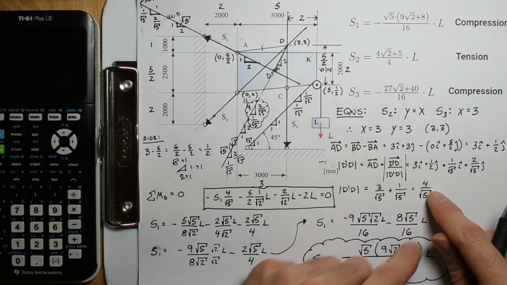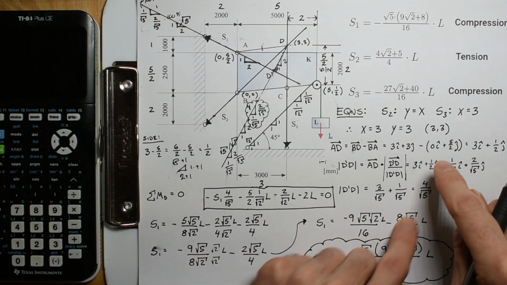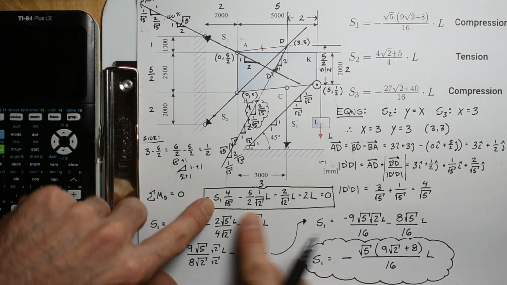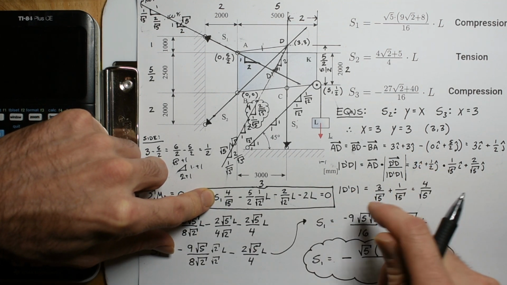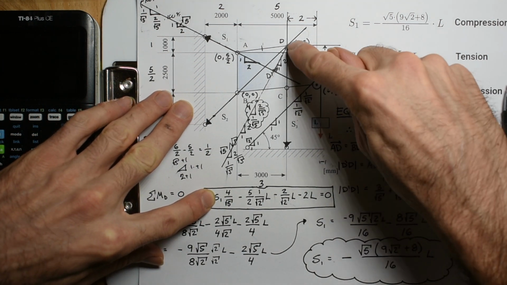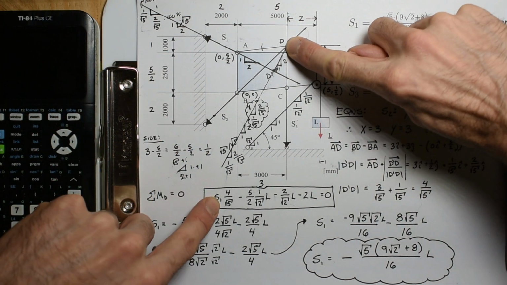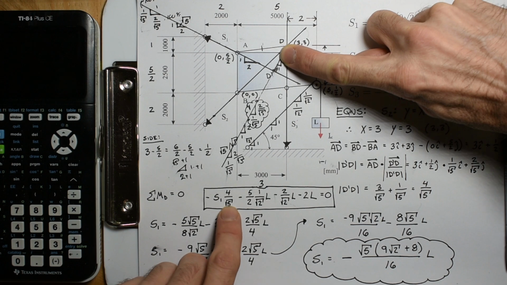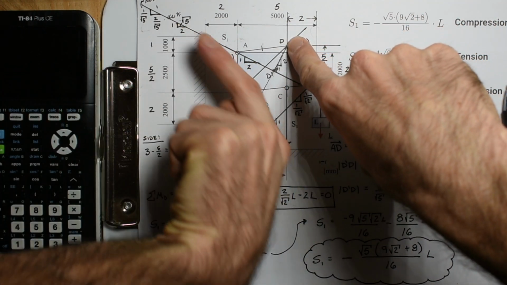Okay, so now we have that distance, and that was the hardest part. But it's so cool because with this moment equation, we just have one unknown, S1. Everything else is known. When we take the moments about AD, we have S1, that distance, 4 square roots of 5. And I'm saying this is in the tension direction.